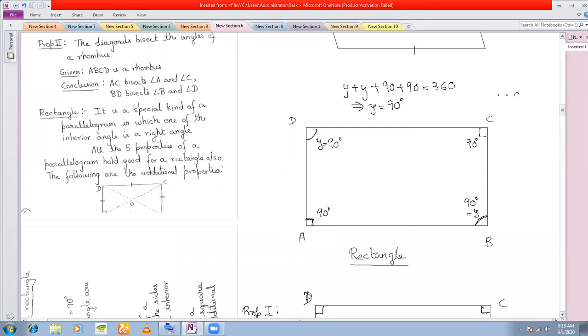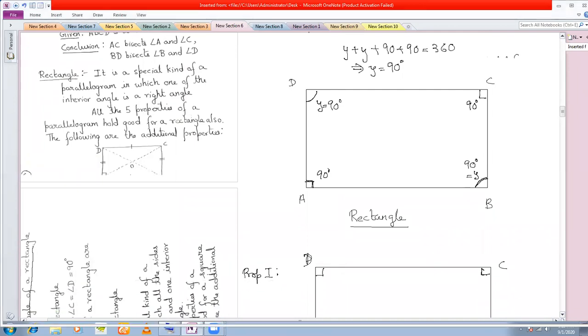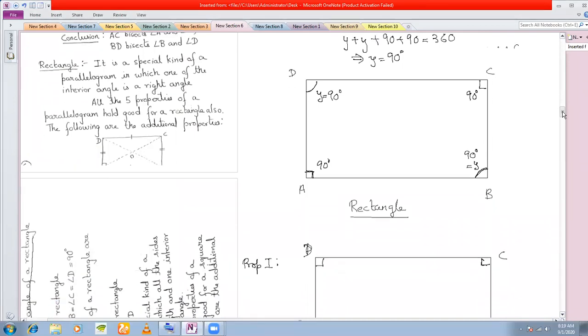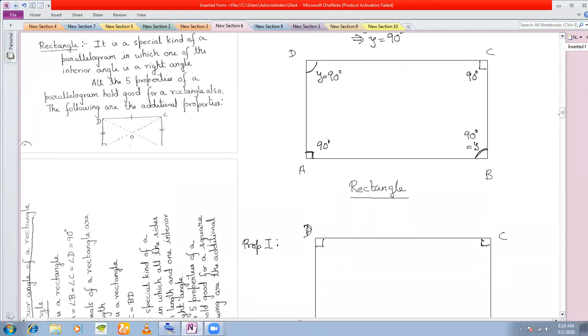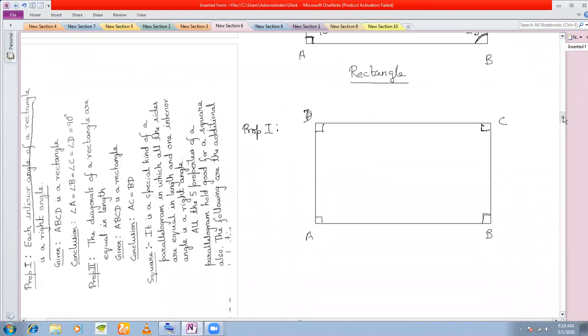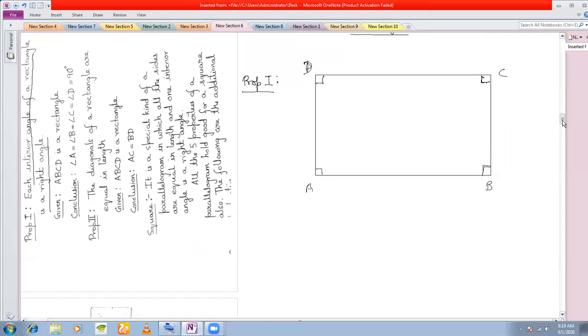So that is why, according to the property, not by definition, it is sufficient if you can show that in a parallelogram one angle is 90 degrees, you can say it is a rectangle. But if you come to the properties, then from the properties you can say that all the interior angles of a rectangle are 90 degrees.